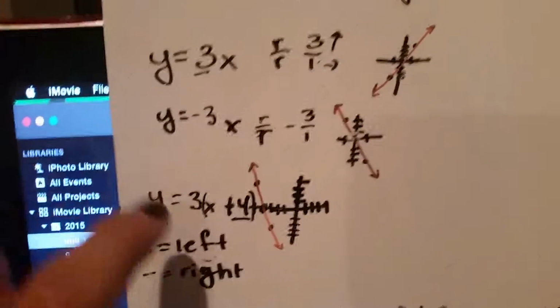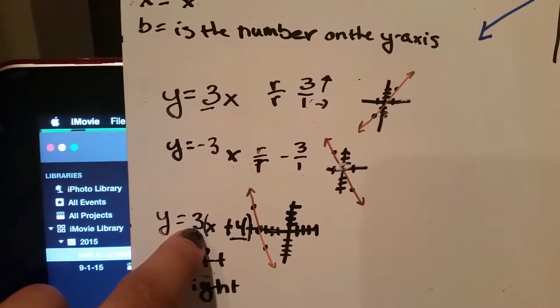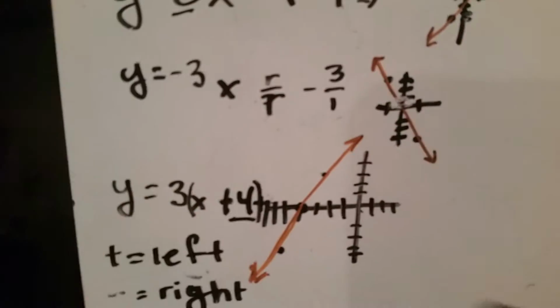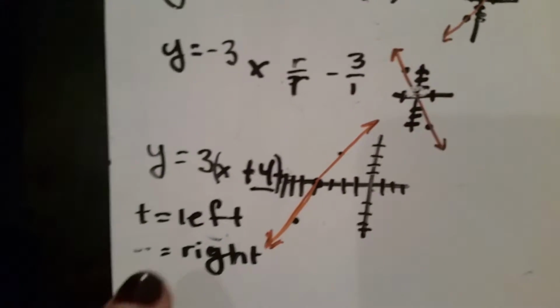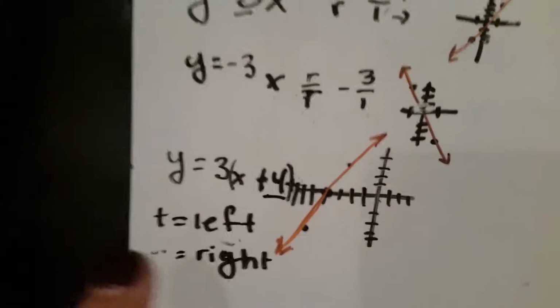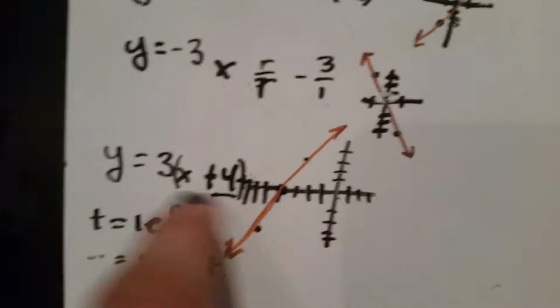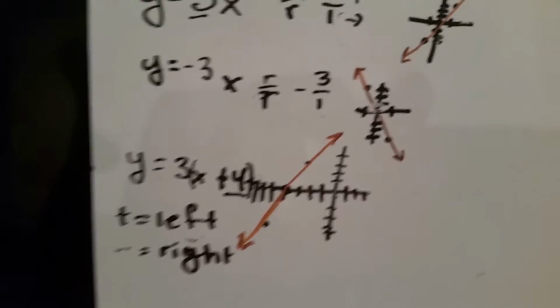Now, if you had something like this, y equals positive 3, since it's positive 4, positive means it moves to the left. Negative means it moves to the right. So if it's positive 4, it's going to move to the left 4. Now we have a positive slope of 3. So it's going to go up 3 over 1, down 3 over 1.